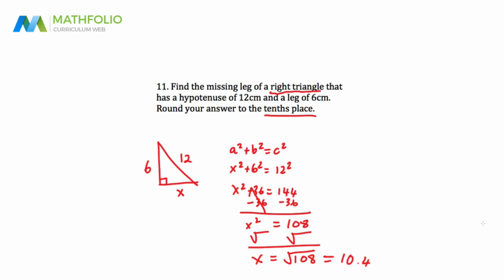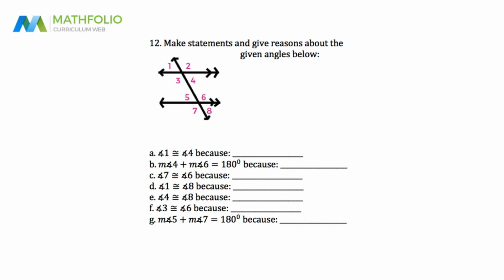Okay, question number 12. Okay, so we see from the diagram that we're given parallel lines cut by a transversal. Right here, this here, and this here are the parallel lines. We know they are because we have these markings. They're called feathers. And this here is the transversal.